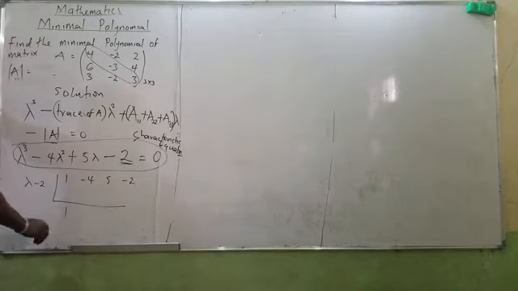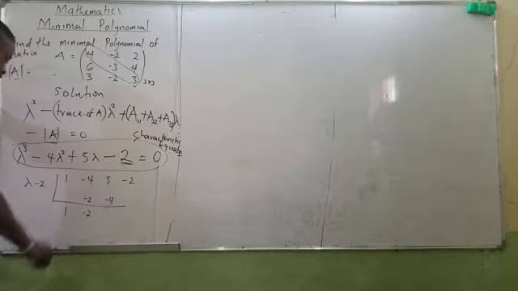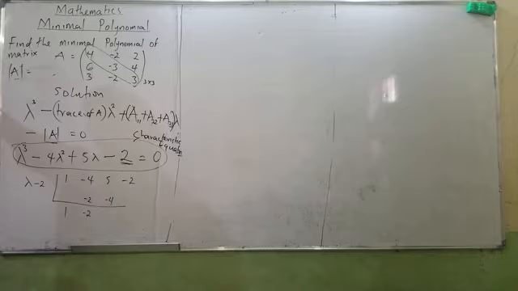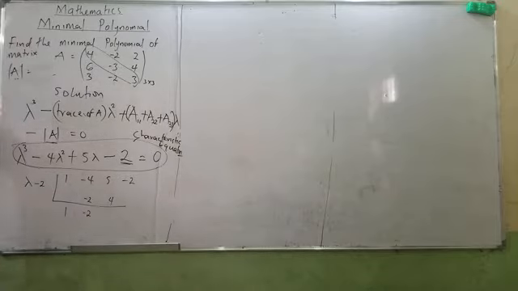Now, I will bring this one down. This multiplied by this, I will be having minus 2. This one will be minus 2. And also minus 4. Is that correct? It will be plus 4 rather. Now, this one will be what? Is it correct?